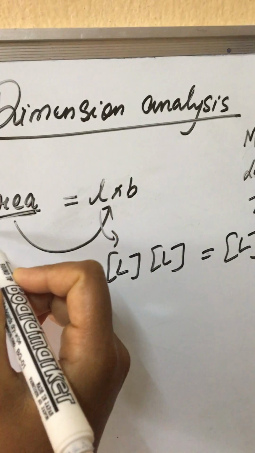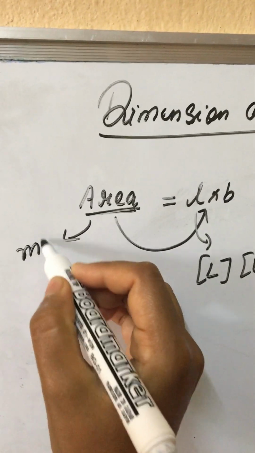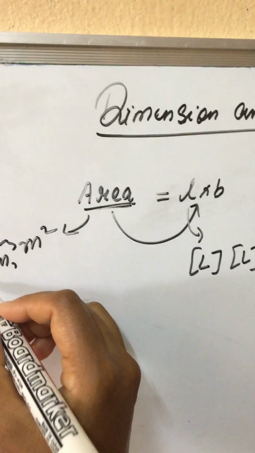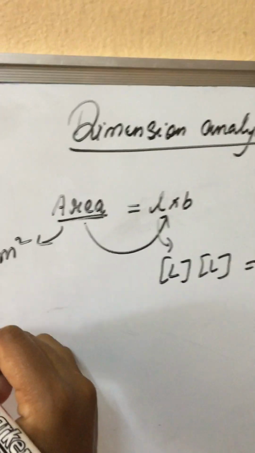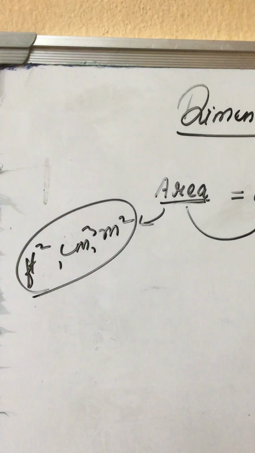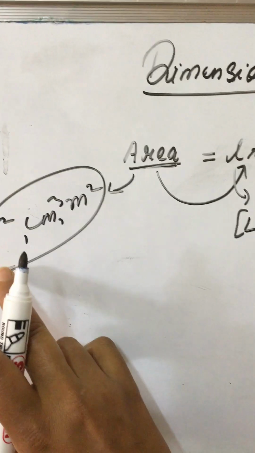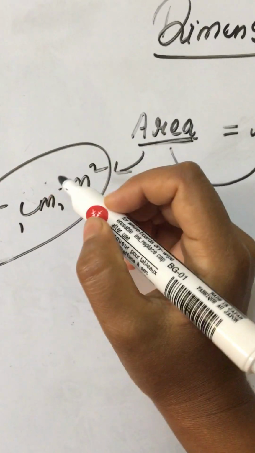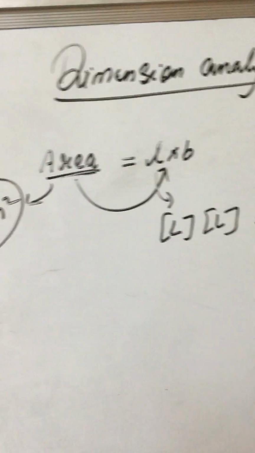Okay, another way you can also learn this. What is the unit of area? The unit of area is meter square or centimeter square, depending upon what we use. We even write feet square, isn't it? Feet square means length into length. Centimeter square is also length into length. So even from the unit we can have an idea about the dimension.